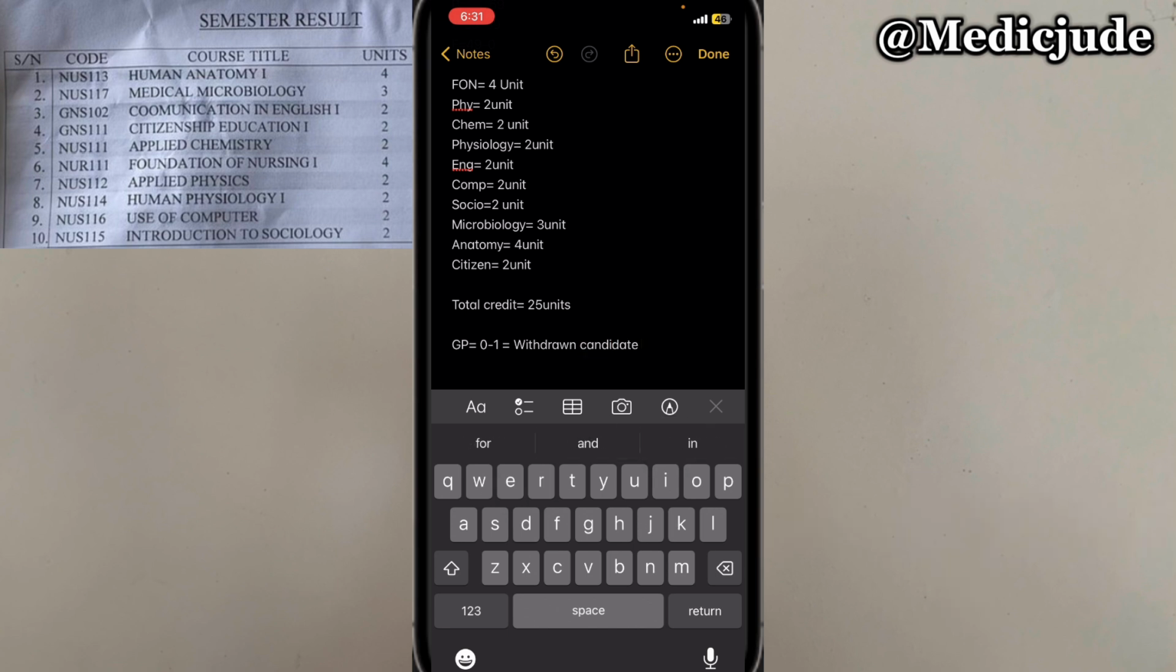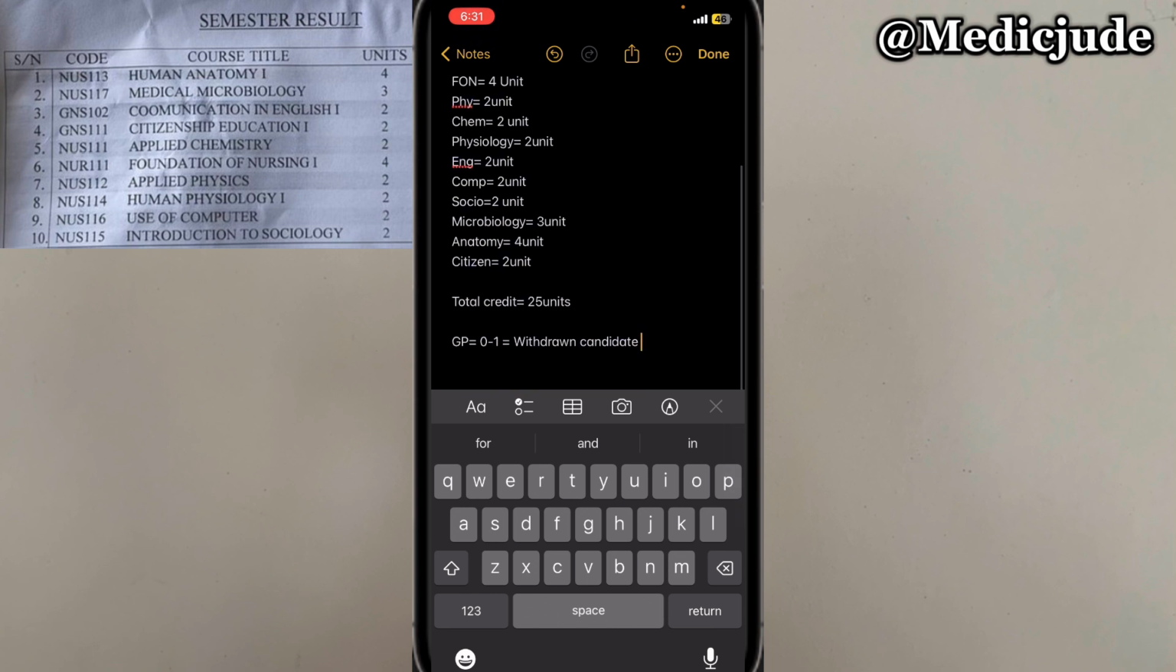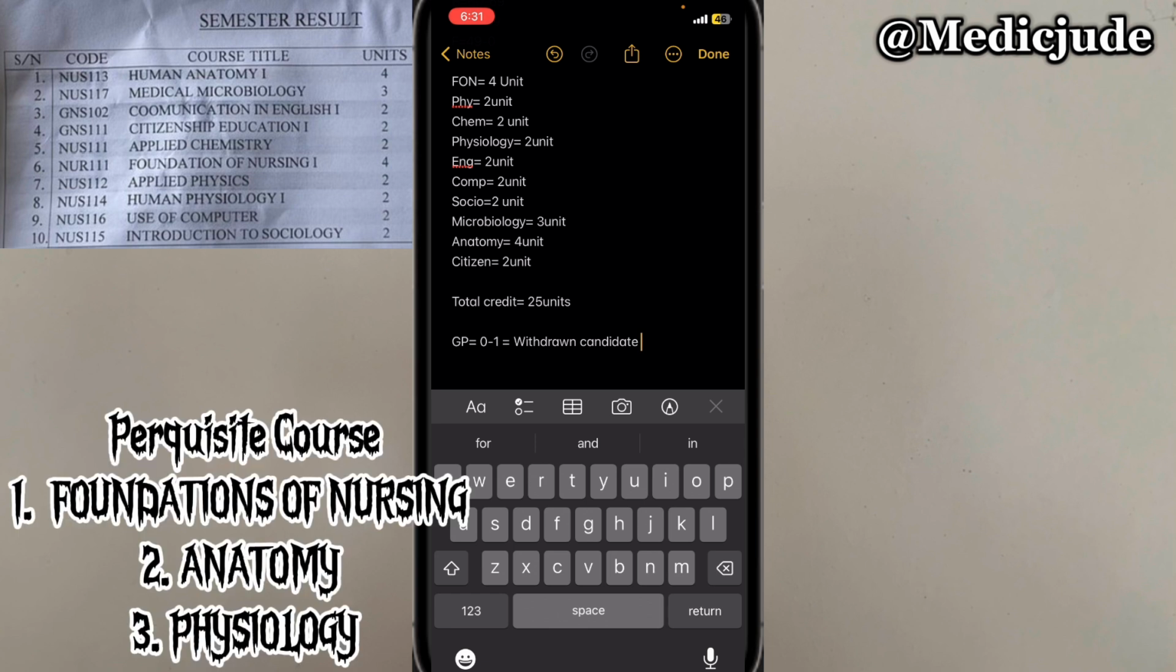And also you can actually be a withdrawn candidate if you fail the prerequisite courses. Now, what are these prerequisite courses? As I promised to explain, prerequisite courses are those courses that you need to pass. You are not expected to get F in any of them. These particular courses include your FON, which is Foundation of Nursing, your anatomy, and physiology. These are the 3 prerequisite courses needed.